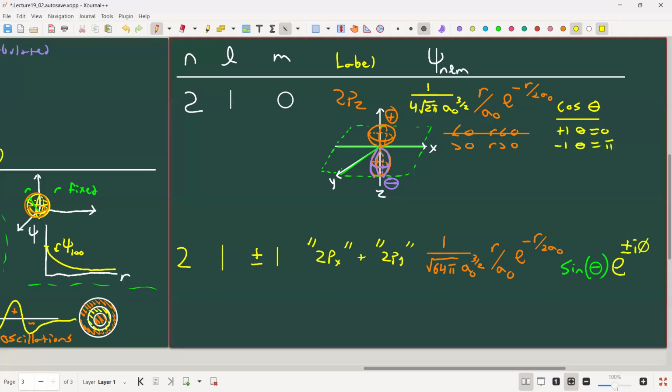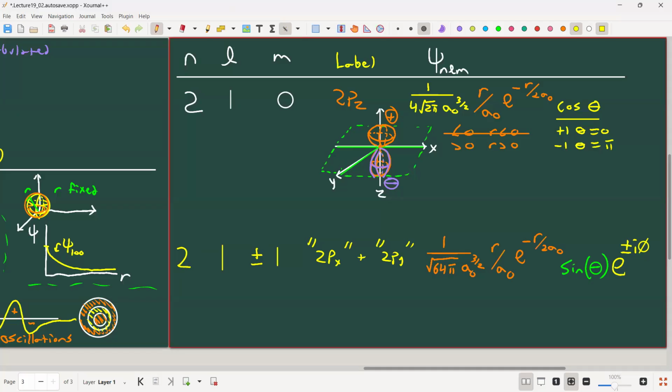Can you pull out the square root? Sure. Yeah, so it's exactly half of the number up there, because 4 square root 2 pi would be 32 square root 2 pi, so it's a factor of 2 not there.